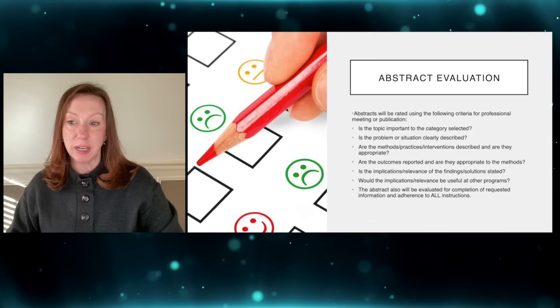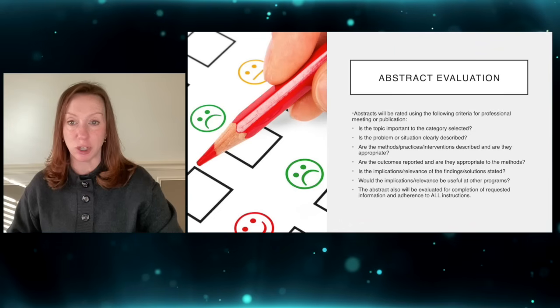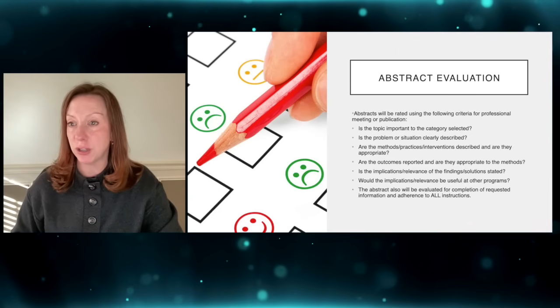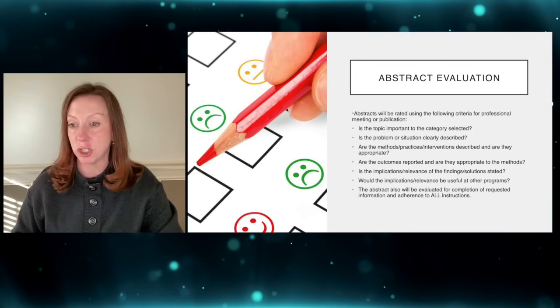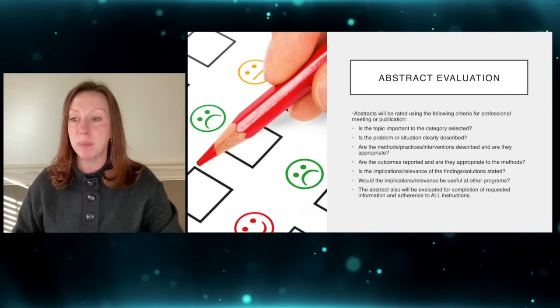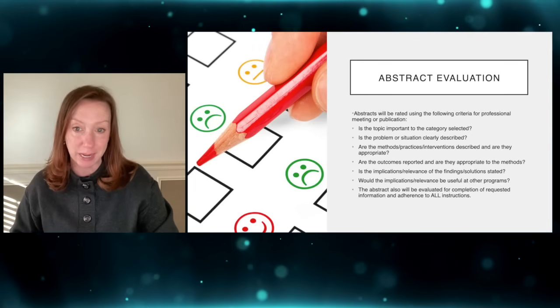Remember that you want to make sure that your topic is important. This is listed in the background section where you're saying that there's some kind of gap, some additional knowledge that you feel is important that you want to share with individuals or that you wanted to investigate further. The problem or situation there is clearly described, that then moves you to your purpose statement, right?